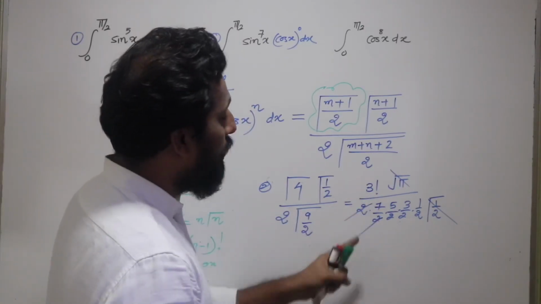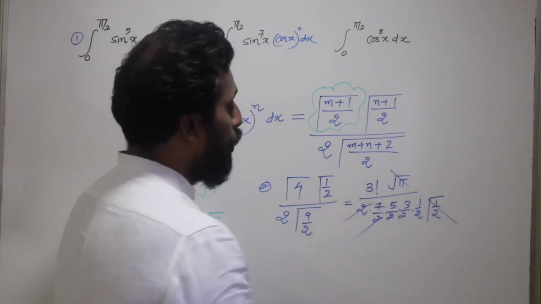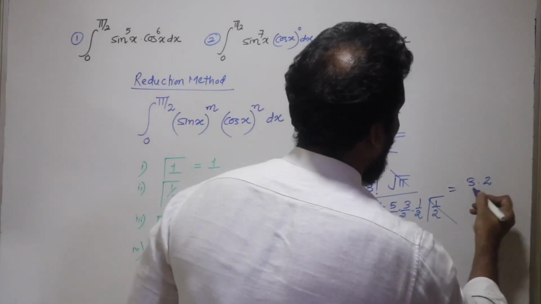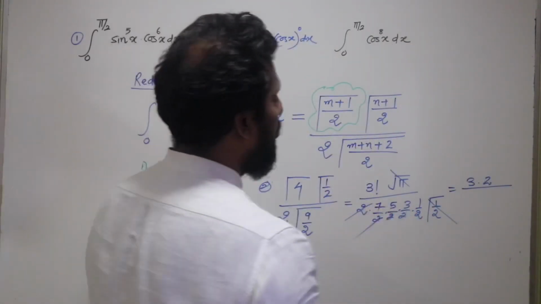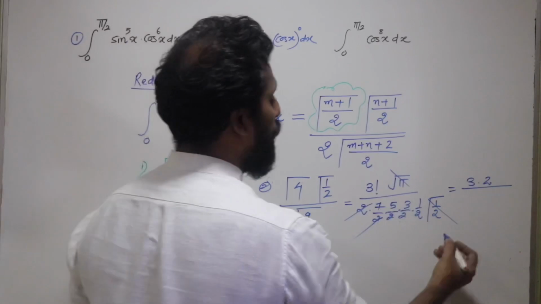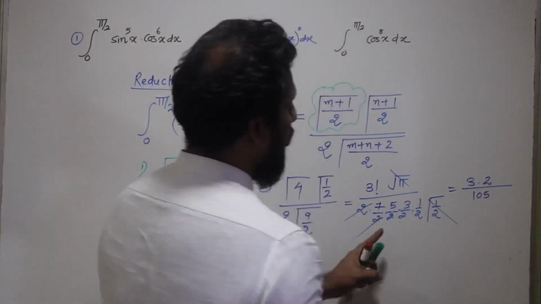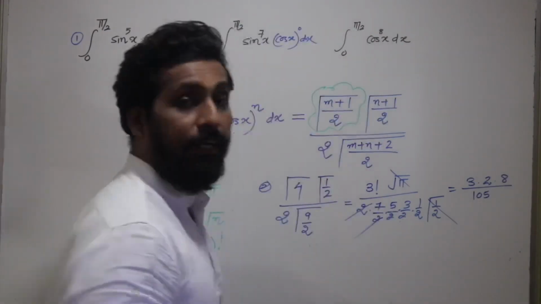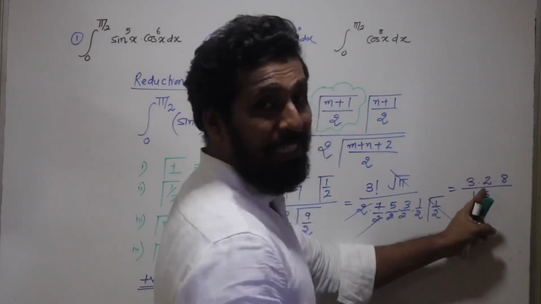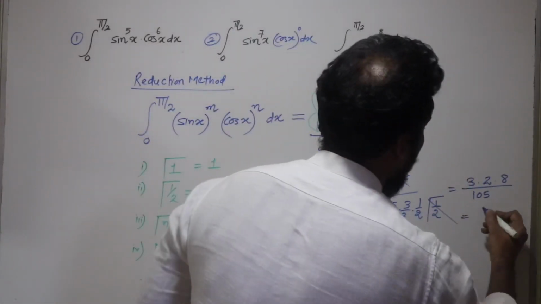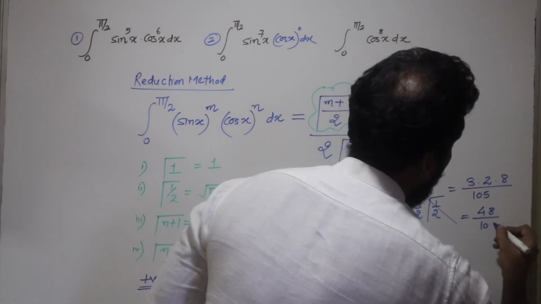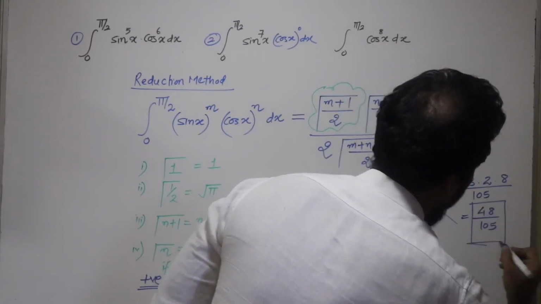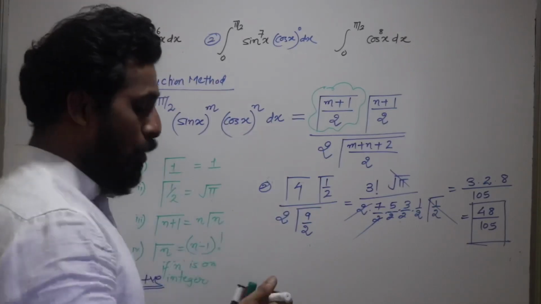Then 3 factorial is 3 into 2. So that's 3 into 2 upon that 7, 5 and 3. So that's 35. 35 into 3 is 105. 105 upon 2 2s are 4. 4 2s are 8. That 8 goes in the numerator, so that's 8 into 2, 16, 16 3s are 48 upon 105 is your answer for the second question.